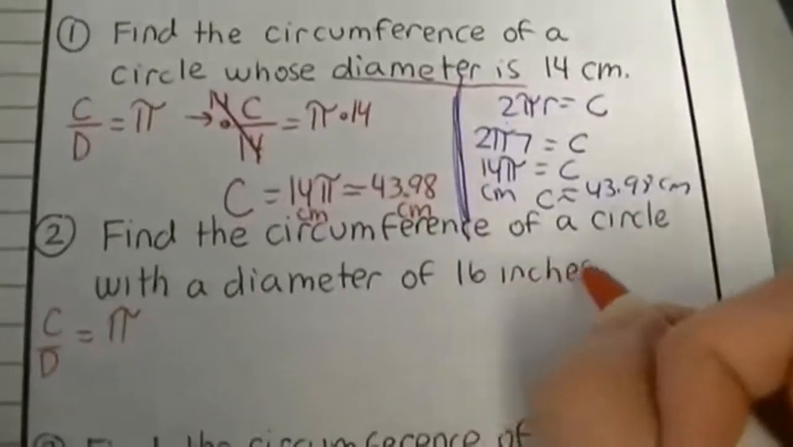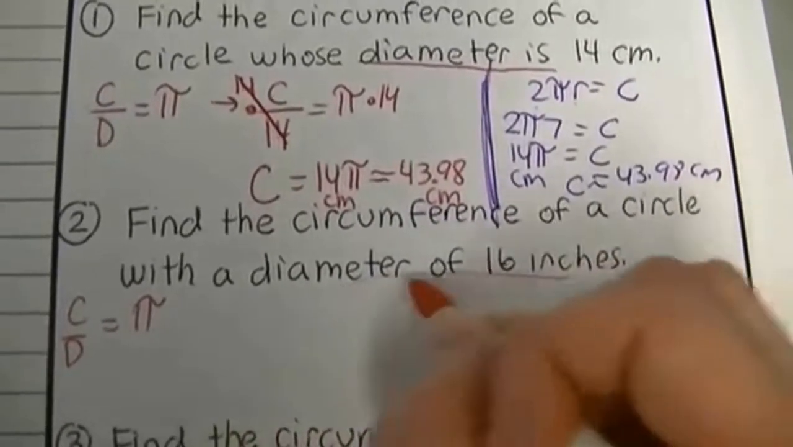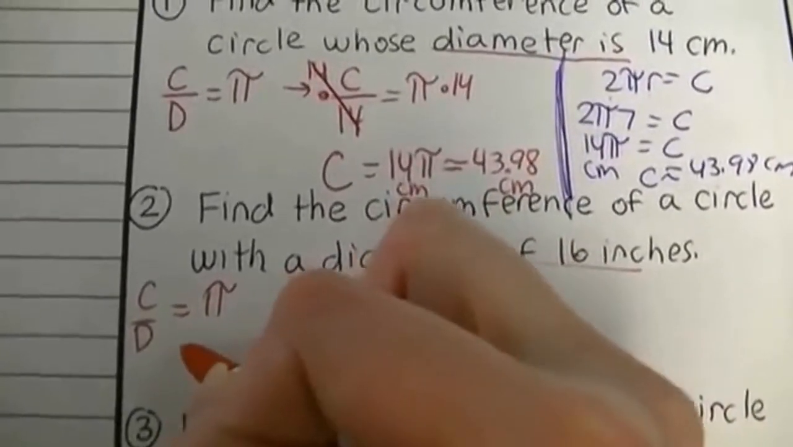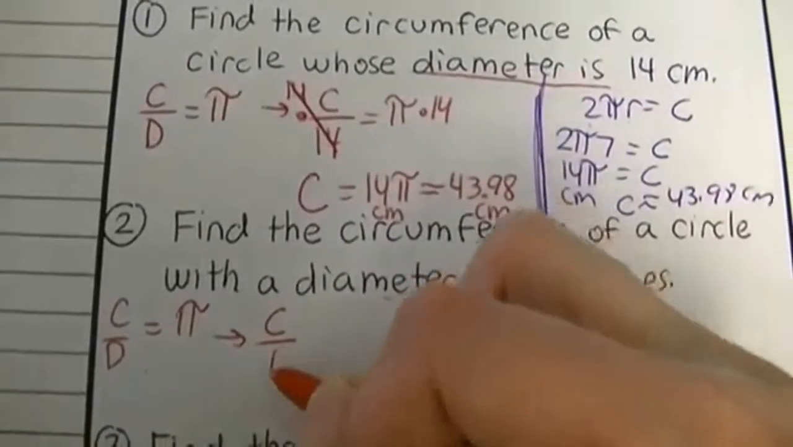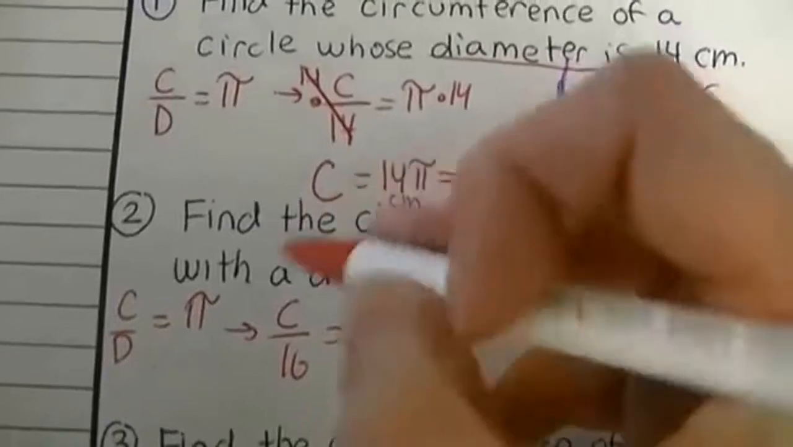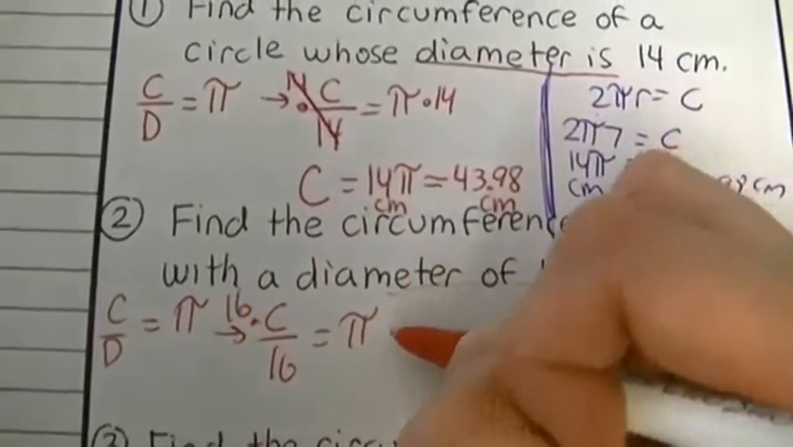Let's plug it in. The circumference of the circle. Okay, it's got a diameter of 16. Nice, they tell us the diameter. We don't know the circumference, so I'm going to keep it a variable. C divided by 16 equals pi. So to solve for C, we multiply by 16.